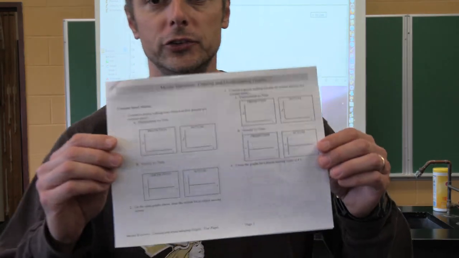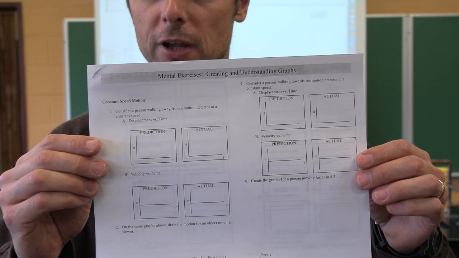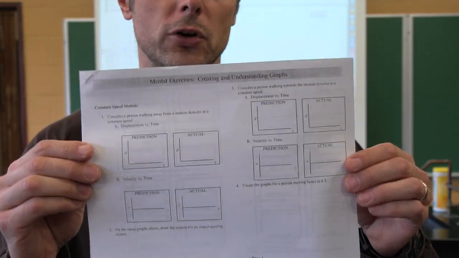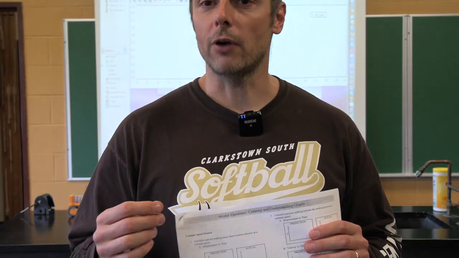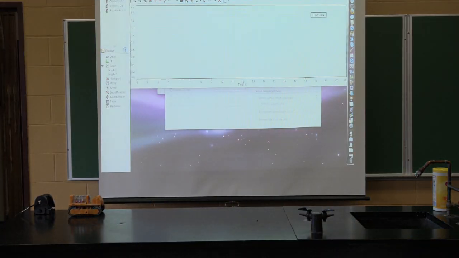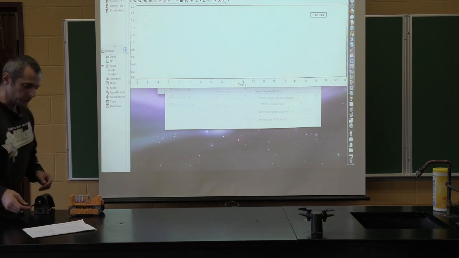At this point, you should have already printed out these sheets. On these sheets, you're going to be drawing graphs based on some motion that you see. And then I'm going to use a computer to show you the actual graphs. Now, how is the computer going to generate graphs of the motion?